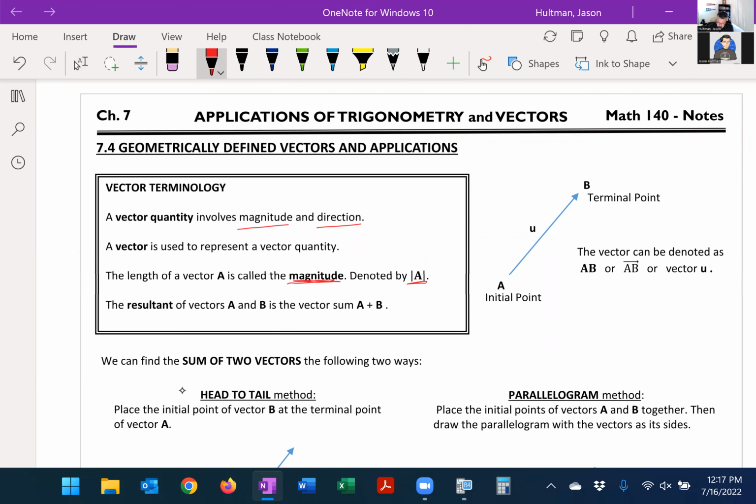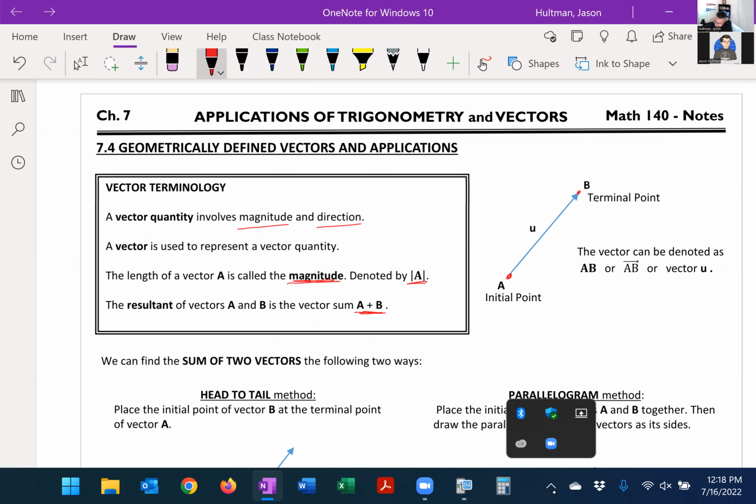The resultant of vectors A and B, so vector A and then vector B, one right after another, is the vector sum A plus B. So a couple parts of the vector. A is the initial point. B is the terminal point. So we're going from an initial point to a terminal point. Okay, initial meaning beginning, terminal meaning end.